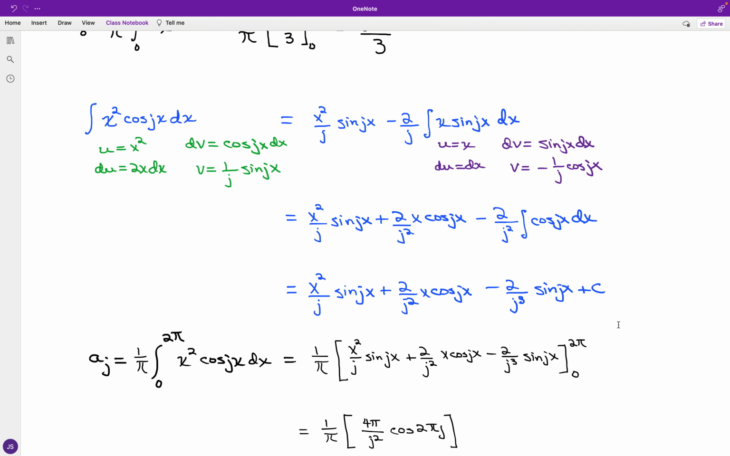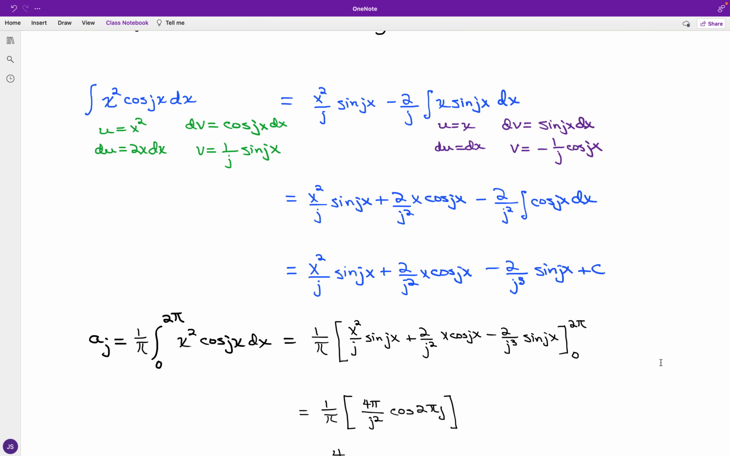And expanding, we have these three terms: x squared over j sine of jx plus 2 over j squared x cosine of jx minus 2 over j cubed times the sine of jx. And for what we have in terms of j, all three of these ratios will be defined for all natural numbers, natural numbers being the counting numbers starting with 1.